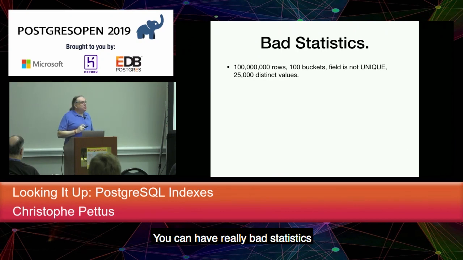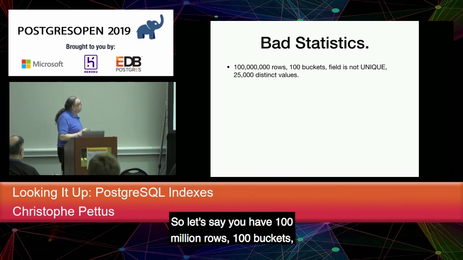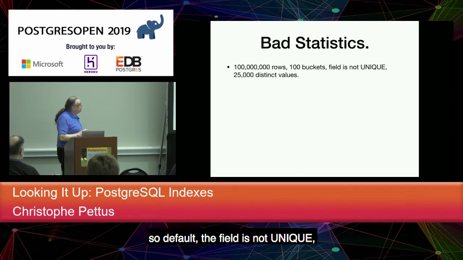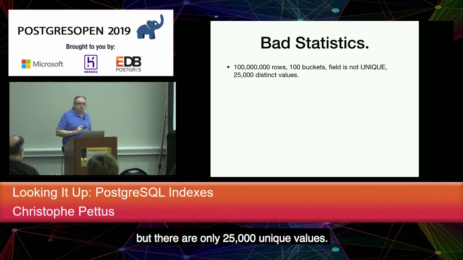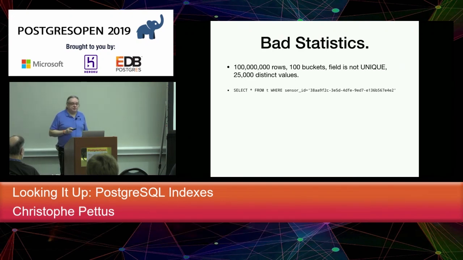You can have really bad statistics even though you're doing everything right. So let's say you have 100 million rows, 100 buckets, the default. The field is not unique, but there are only 25,000 unique values. This is not uncommon in a foreign key field, for example.